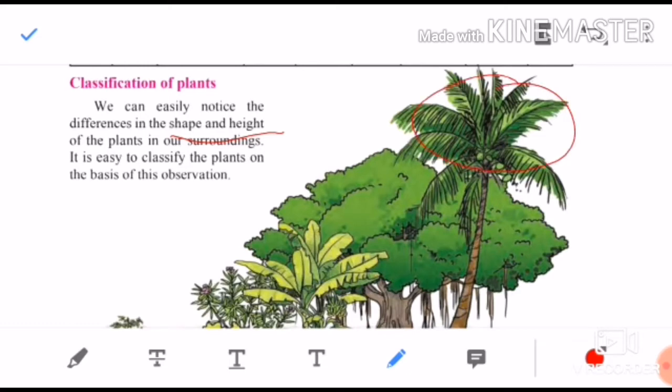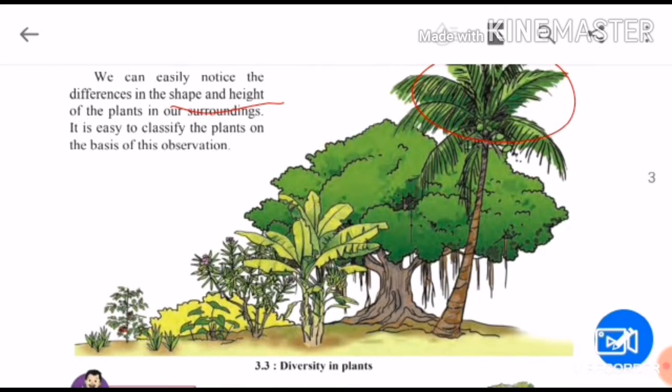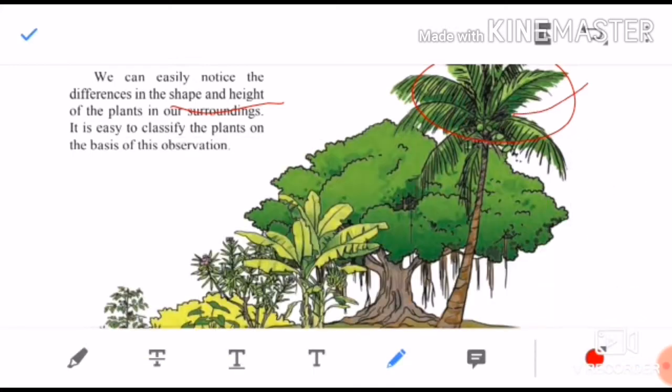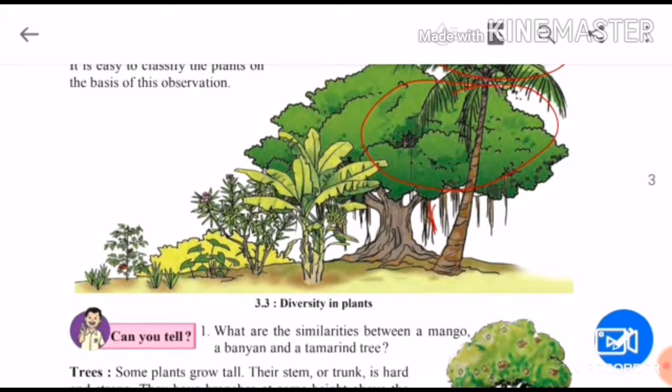Then it is easy to classify plants on the basis of observation. First, children, you all observe, and then on the basis of shape and height you can classify. See here the picture given, 3.3 diversity in plants. The very tall one is a coconut. After that these are banyan trees. These extra roots are called aerial roots. This medium-height one is a banana tree. Then this small one is grass. So on the basis of height you can notice plants very easily.